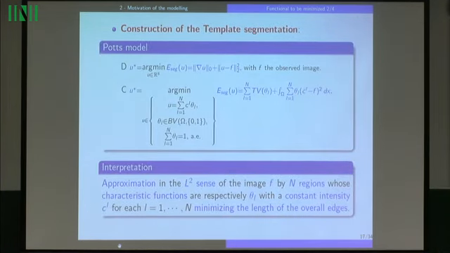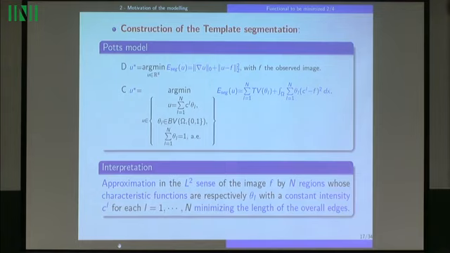And now I'm going to introduce properly the Potts model for segmentation. So in the discrete setting, it's this equation where f is the observed image, and it involves the L0 norm of the gradient of u. This L0 norm on the gradient basically counts the number of pixels where the gradient is not null. So it basically counts the number of pixels that correspond to an edge.